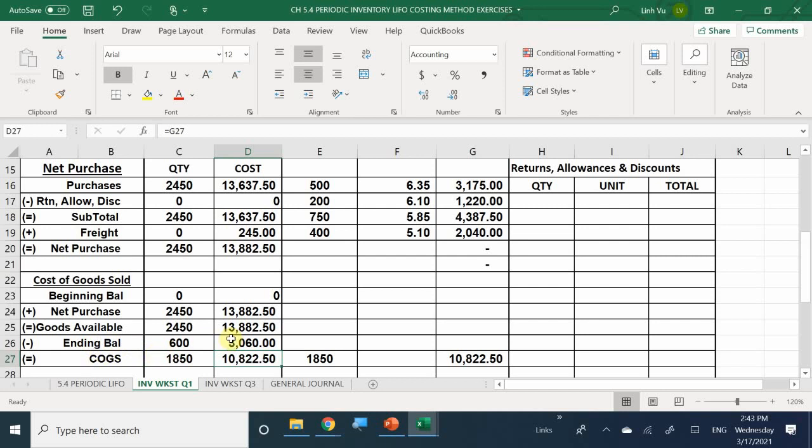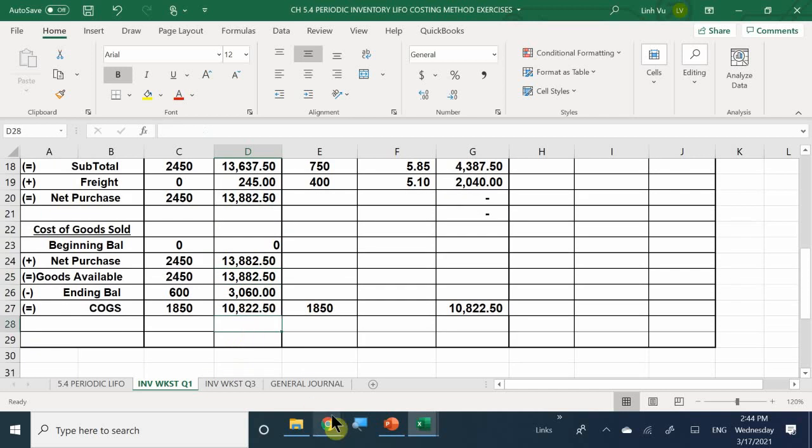Not the net purchases. Right. Wait, no, down. In this scenario, yes, it does match your net purchases. Well, no, I meant, okay, in D24 you have 13,882.50. What I'm saying is, if you took D26 and D27 and added them together, oh, never mind. They should. You know what? Yeah, they do.